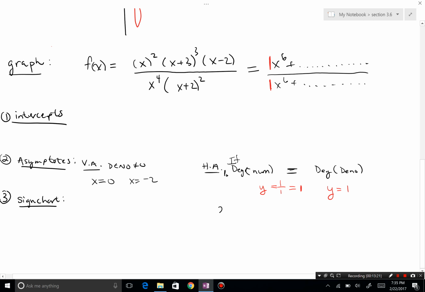But let's say they weren't the same. Let's say the degree of the top is less than the degree of the bottom.